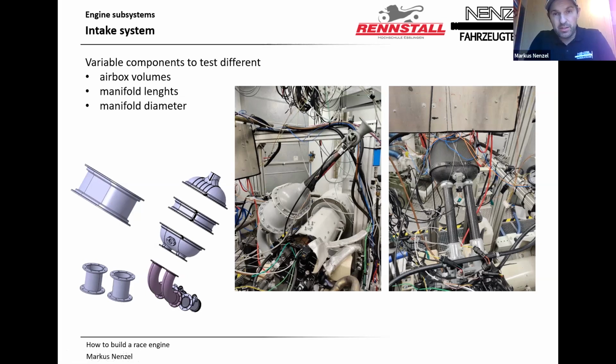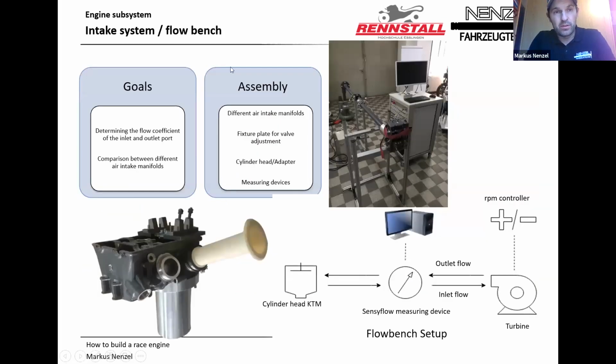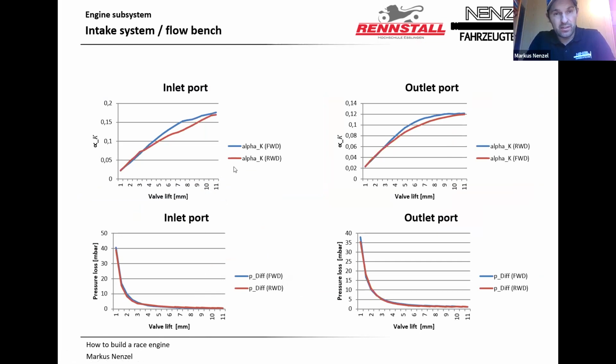To understand the runners a little bit more, you can use a flow bench. You see there is a cylinder head, and the air is sucked in or pushed out. It's just for analysis, for example, of intake system ports, or you can analyze different materials of runners and so on. The measurement data you get is your flow coefficient, called alpha K, and you do it for inlet and outlet port.